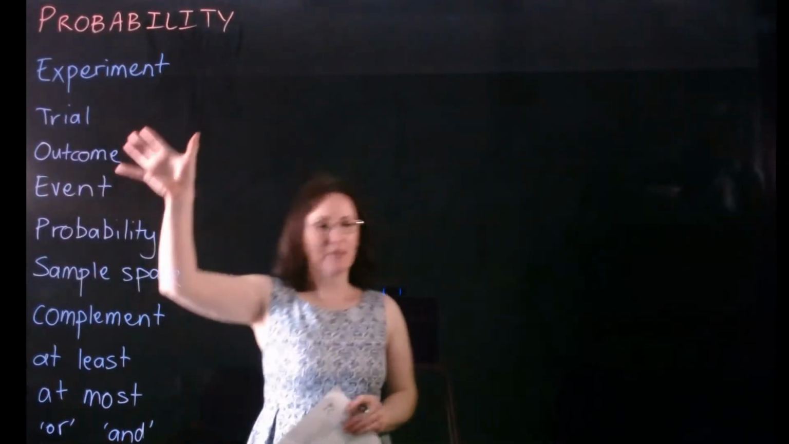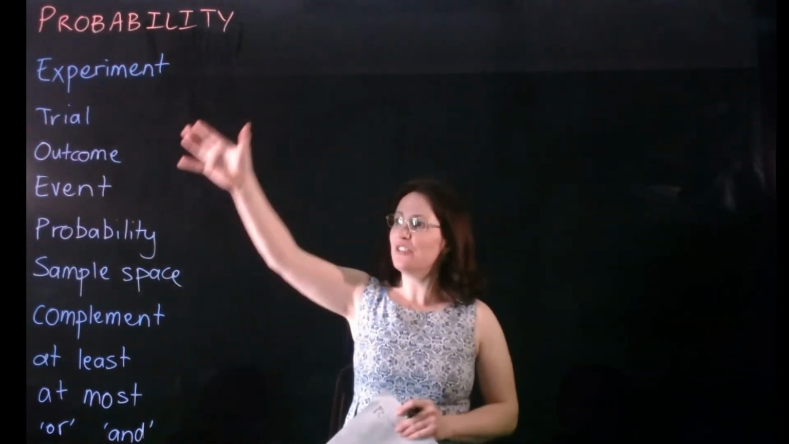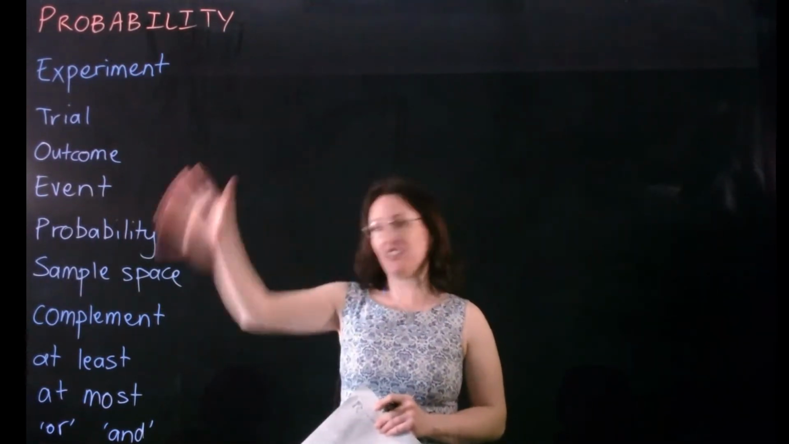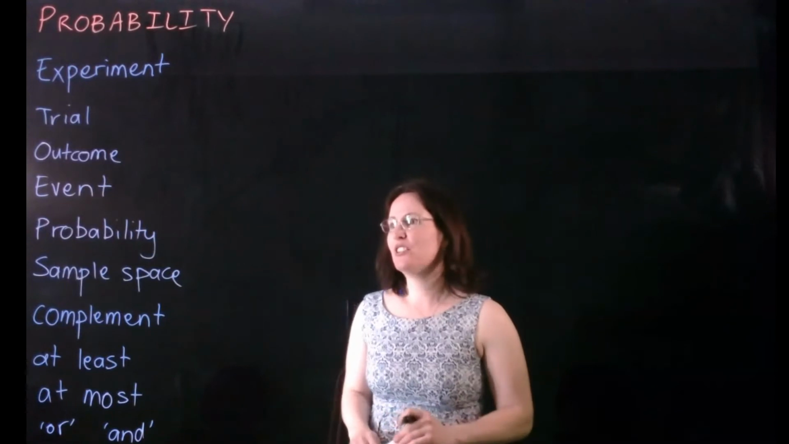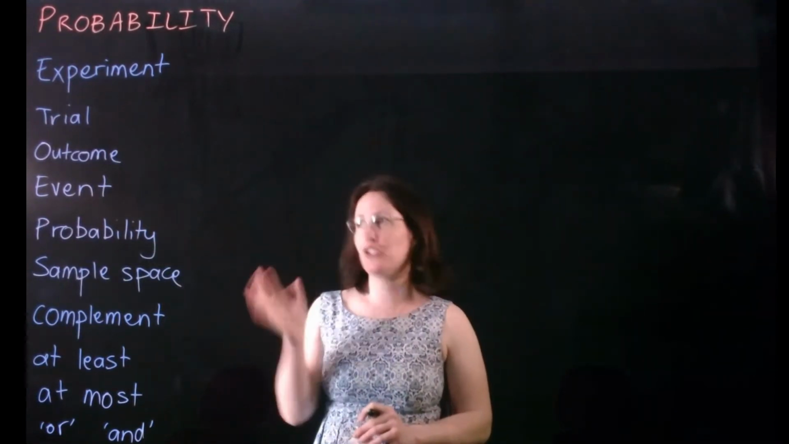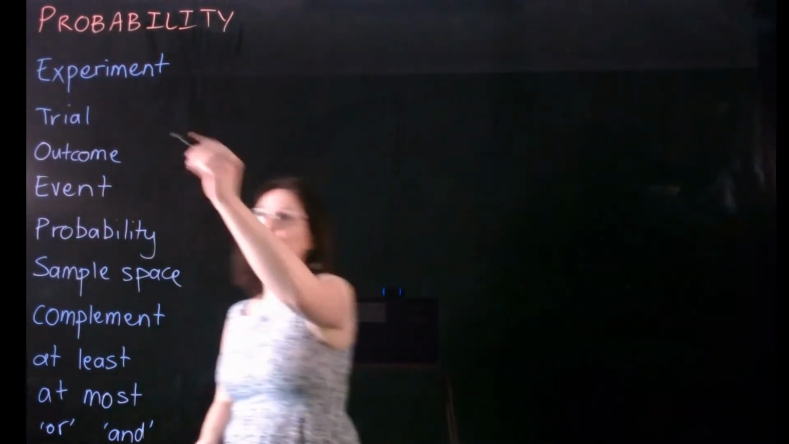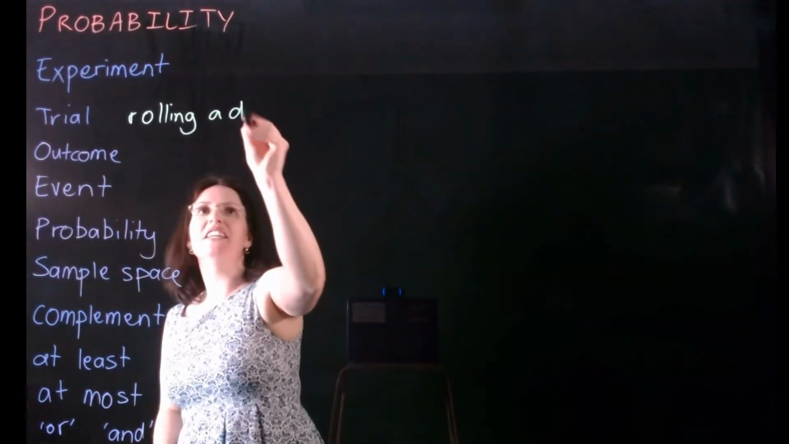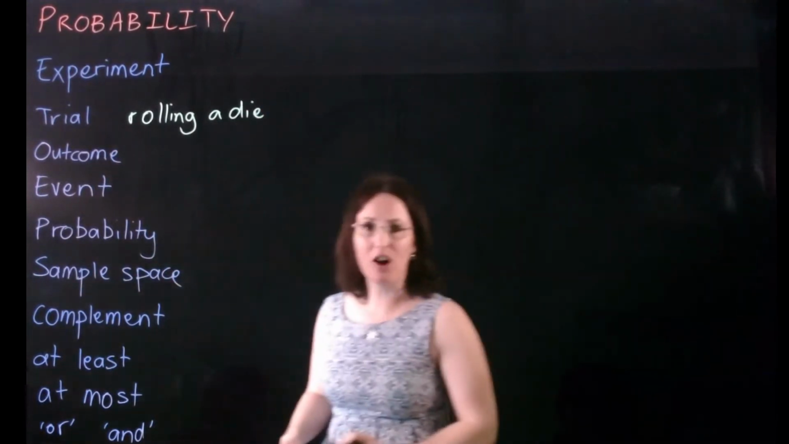At the introduction to probability, first of all, let's go through all of these words here. If you're keeping a glossary of words, I'd advise you to write some of these down. The example that I'm going to use to talk you through all of these is rolling a die. So that would be a trial. I'm going to write that down here. What I've written here is not the definition of what a trial is.